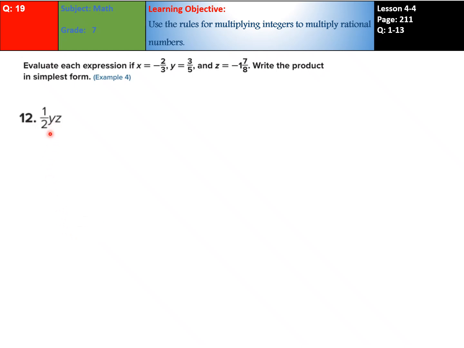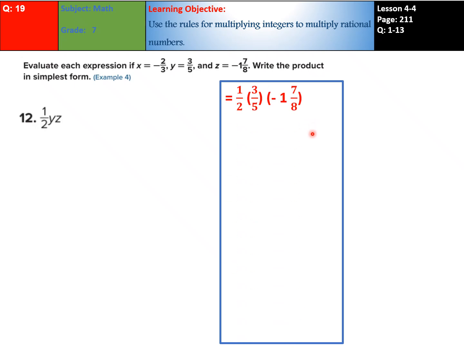Another example, 1 over 2yz. Now we will replace y and z with the fractions given. We will convert the improper fraction into a mixed number. We have one negative sign, so our answer will be negative. Multiply the numerator with numerator and denominator with denominator. 15 times 3 is 45. 2 times 5 is 10, plus 10 times 8 is 80.